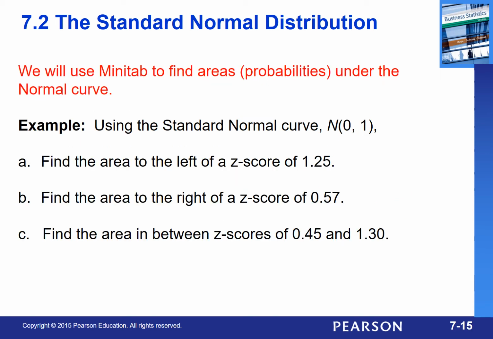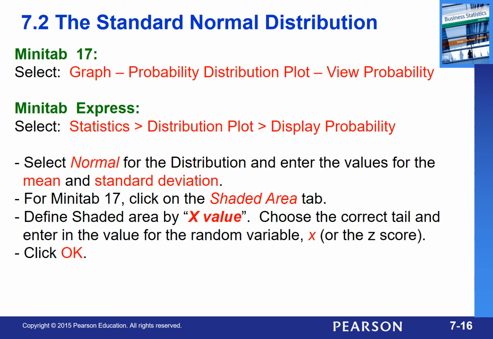So we're going to use Minitab to find some probabilities under the standard normal curve. So we know it has mean 0 and standard deviation 1. We want to find a couple different things. We want to find the area to the left of the z-score of 1.25, find the area to the right of 0.57, and then the area in between 0.45 and 1.3.